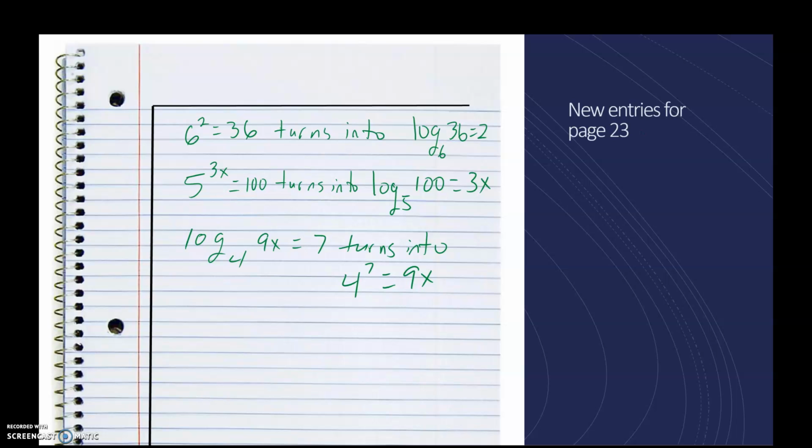And we can also go backwards. If you see log base 4 of 9x equals 7, that will turn into the base of 4 becoming the regular number, and the 7 goes on it as an exponent, and it'll equal 9x. So you just got to get used to the switcheroo of how we're going between these. That's going to be key for our next class.